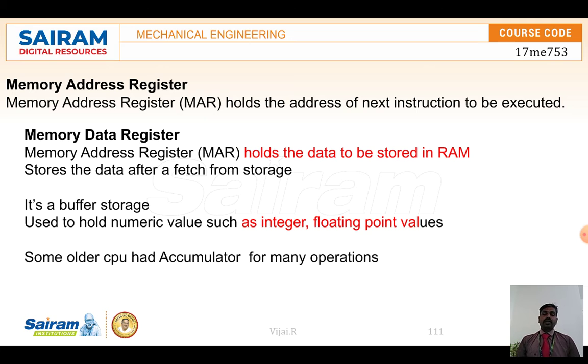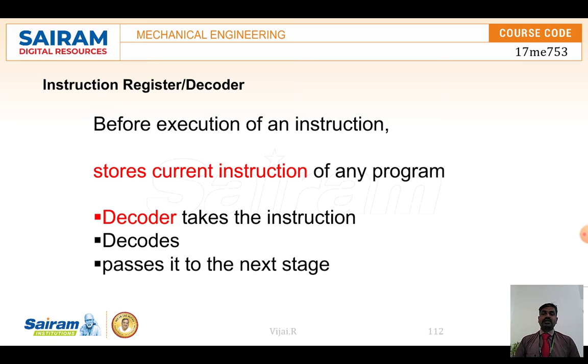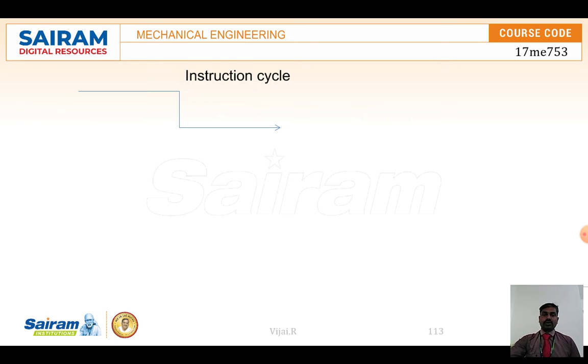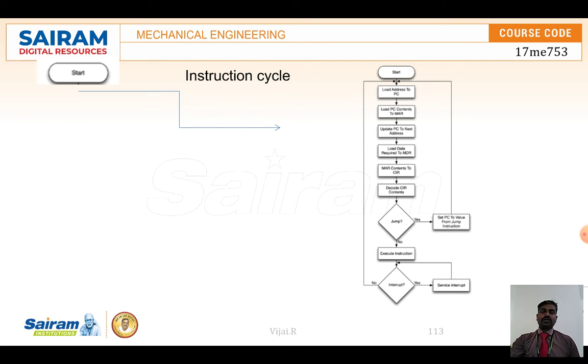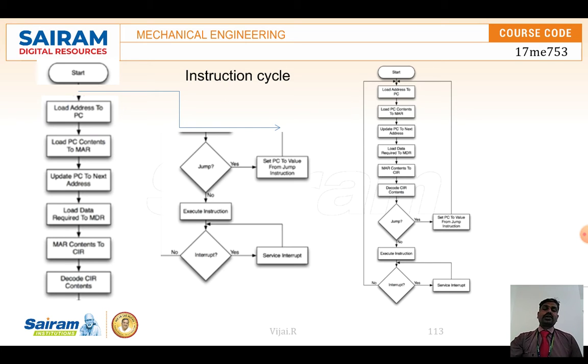Now let me see how the instructions or the programming is going to be done. First, the information gets stored somewhere else, and the stored data gets decoded. First it takes the information and decodes it, then it passes to the next stage. After decoding, it gets processed again. We are seeing the instruction cycle here. Normally it gets the information and stores it, and loads the address to the PC.